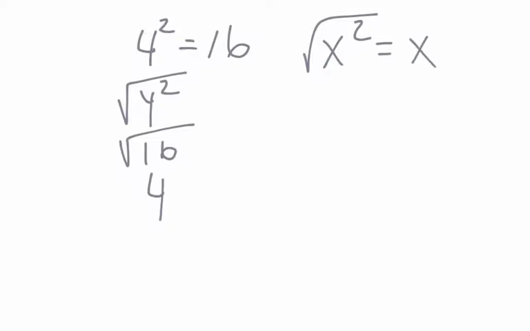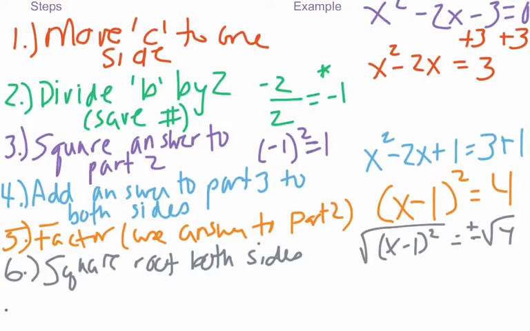Now, this used to bother me when I was in high school: why do you sometimes put the plus minus there and sometimes you don't? There's a good reason for it, but I don't want to get into that right now. Just suffice it to say that that's going to make the square rooting go away, or the squaring go away. So if you square root the squaring, those undo each other, and you're going to be left with just the x minus 1.